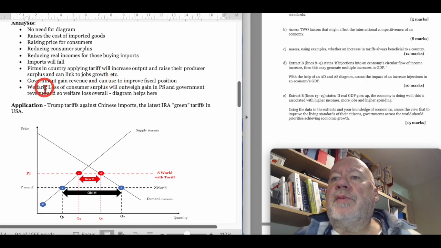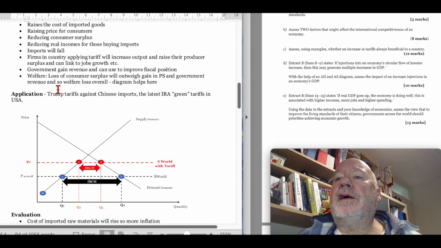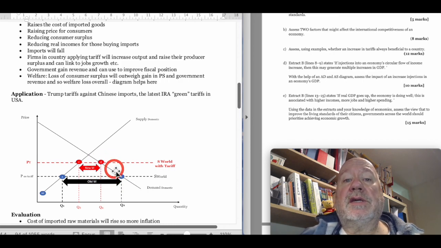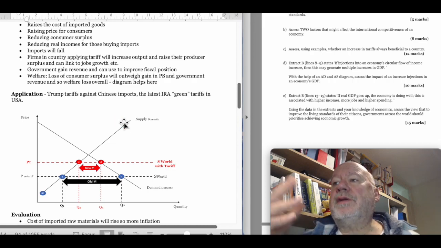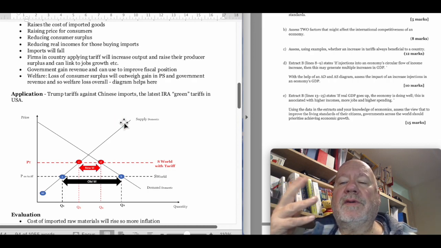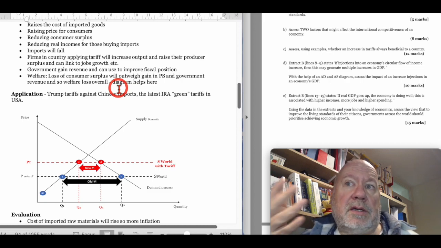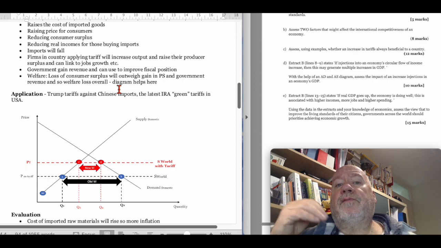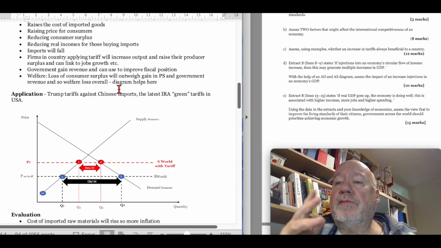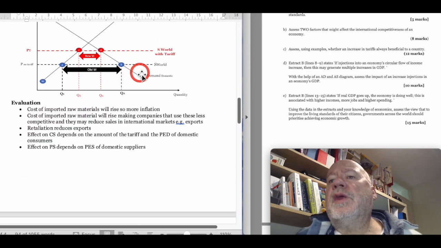But the welfare, you could have talked about government and welfare together, a loss of surplus outweighing the gain in the producer and the government. So in other words, you end up with these 2 welfare loss triangles, which I'm showing you there in the diagram. So you really could have milked this one, this could be a 15 or 25 marker, but you've got to know the benefits and costs of putting on a tariff and taking off a tariff. Really important for the exam coming up.